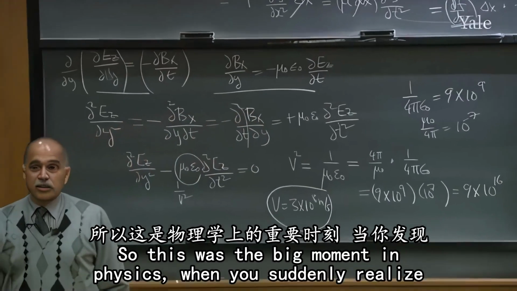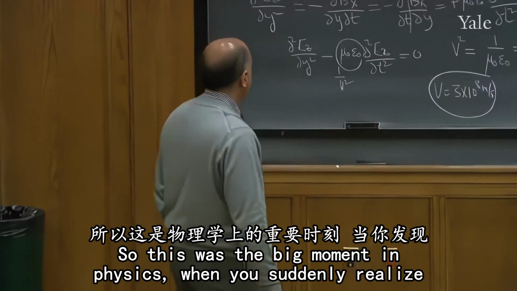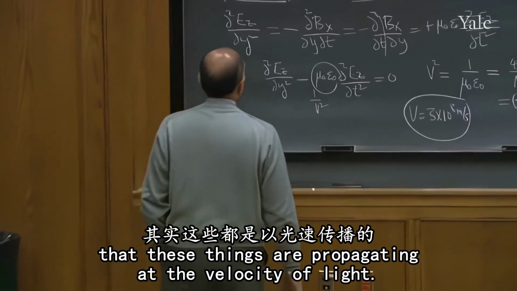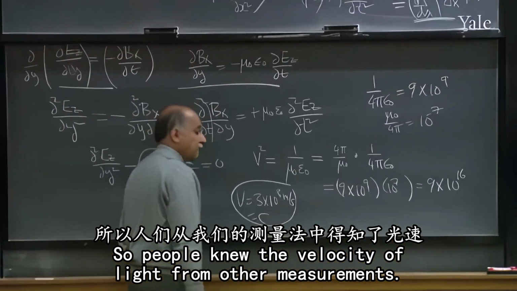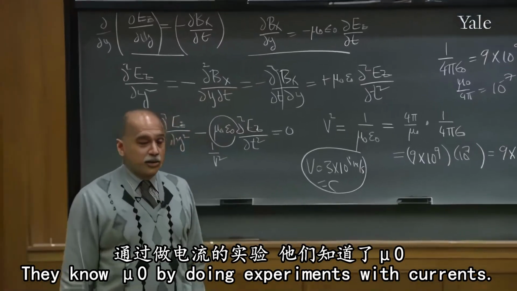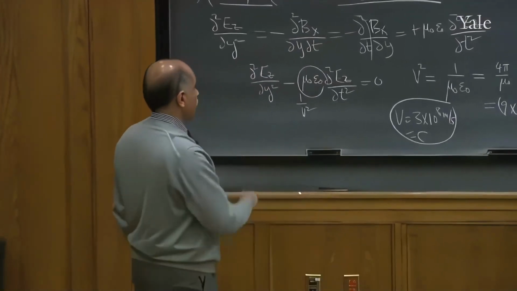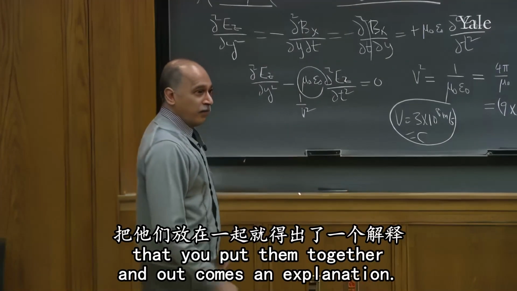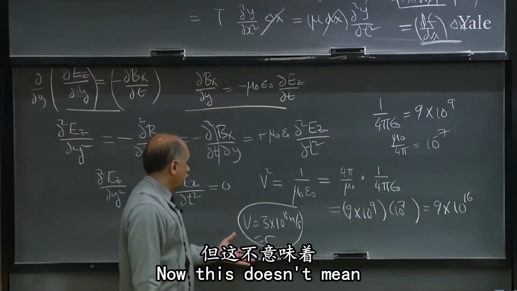So this was the big moment in physics when you suddenly realize that these things are propagating at the velocity of light. So people knew the velocity of light from other measurements. They had a fairly good idea what it was. They knew mu naught by doing experiments with currents. They knew epsilon 0 from Coulomb's law. And it's one of the greatest syntheses that you put them together and out comes an explanation.